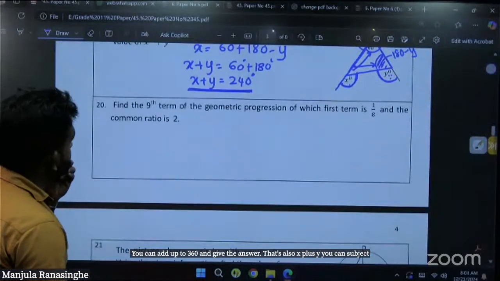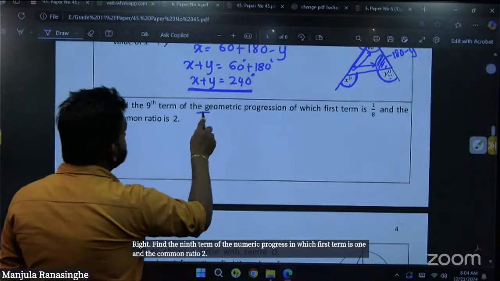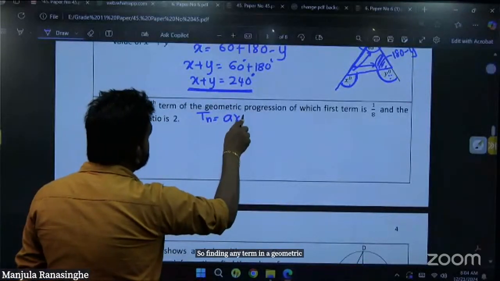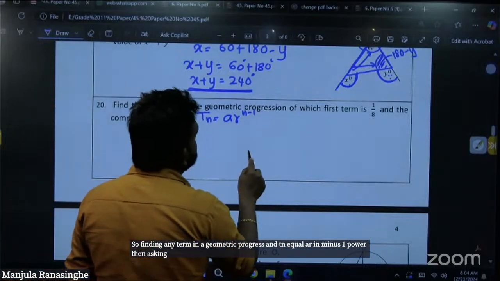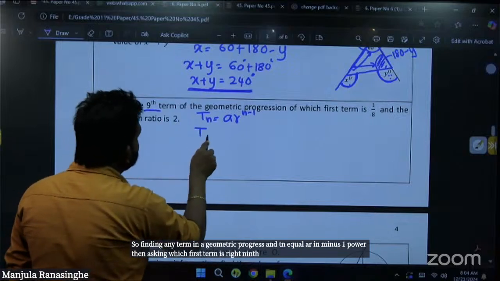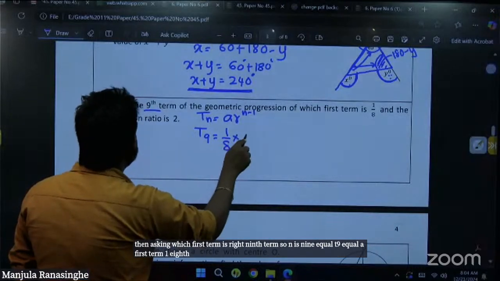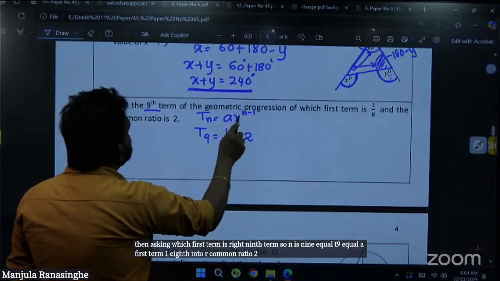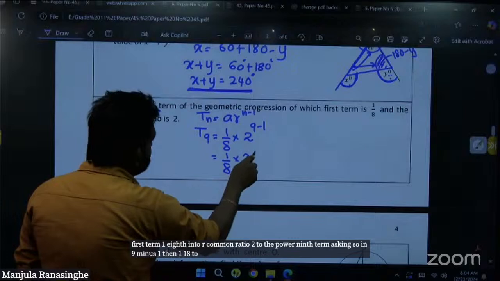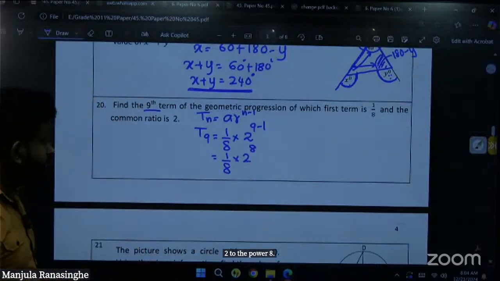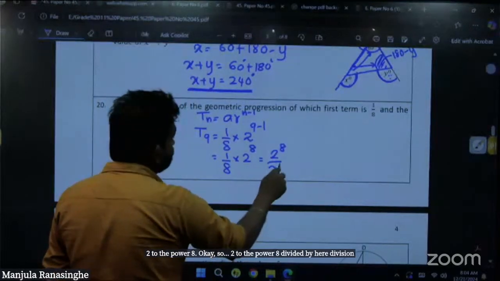Find the ninth term of the geometric progression whose first term is 1/8 and common ratio is 2. So to find the nth term in a geometric progression, Tn equals ar to the power n minus 1. Ninth term, so n is 9. T9 equals 1/8, the first term, into r, the common ratio 2, to the power 9 minus 1. Then 1/8 into 2 to the power 8. Here 8 means 2 to the power 3.